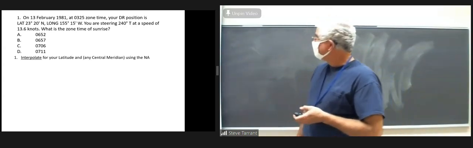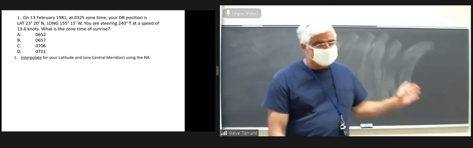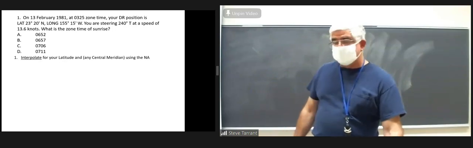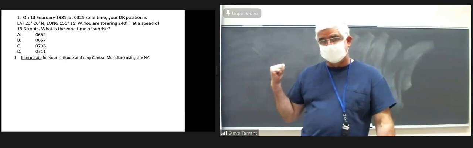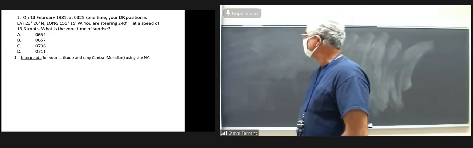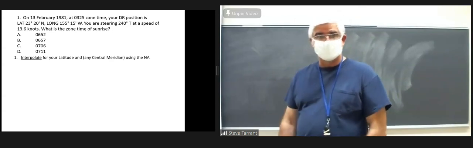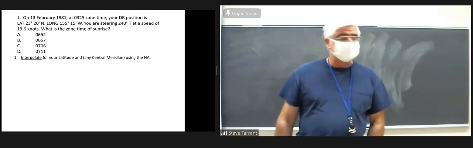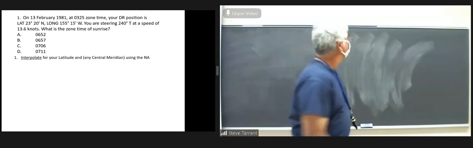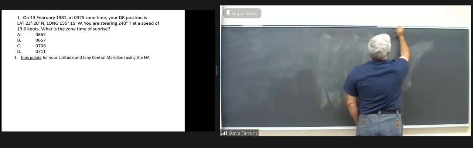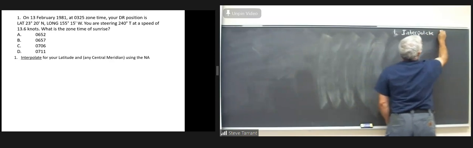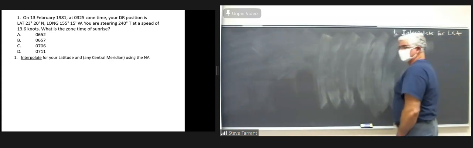So what you've got to do here is, now I'm going to list the instructions. You can write them down if you want or not. You may understand them or not at this point, but these are the instructions we're going to follow. So you're going to interpolate using the Nautical Almanac. Step 1 is you're going to interpolate for the time of sunrise for your latitude and a central meridian. 1. Interpolate for latitude.